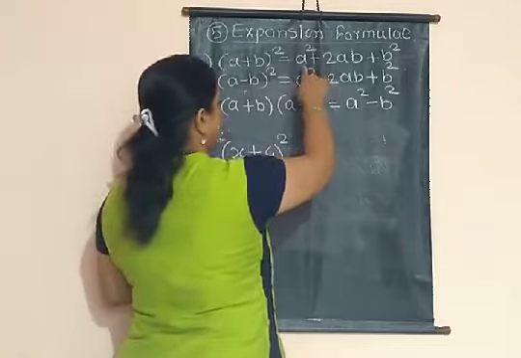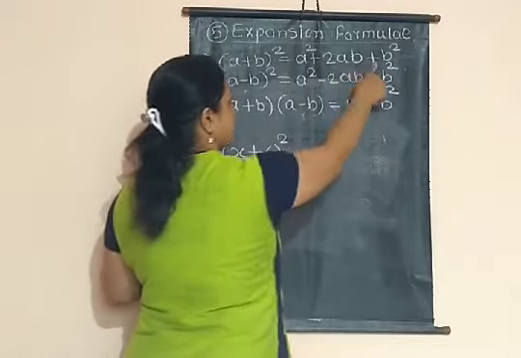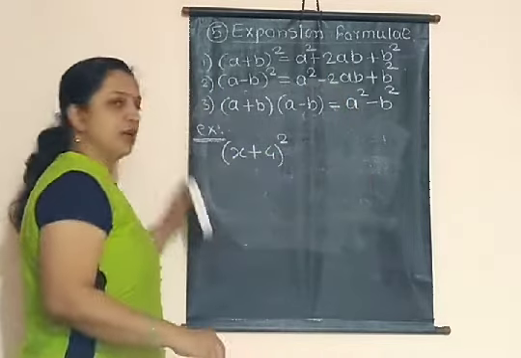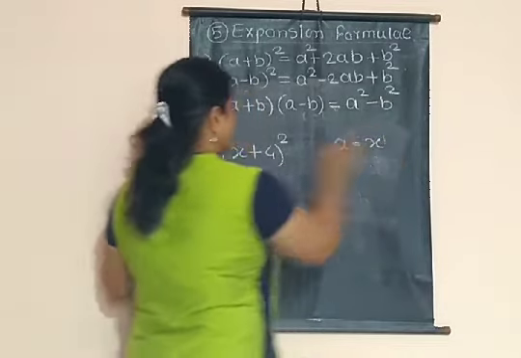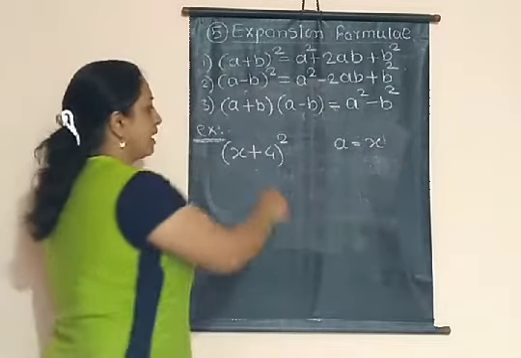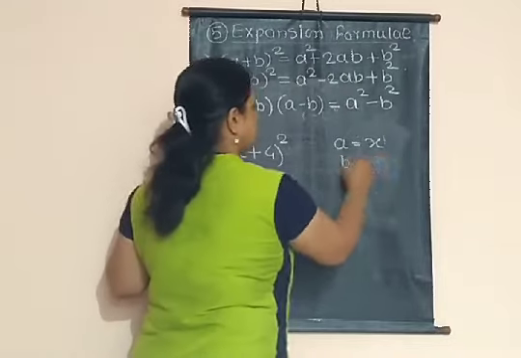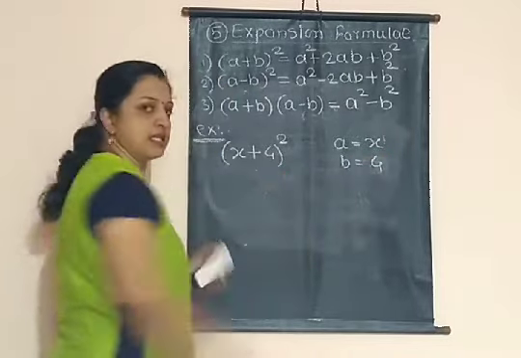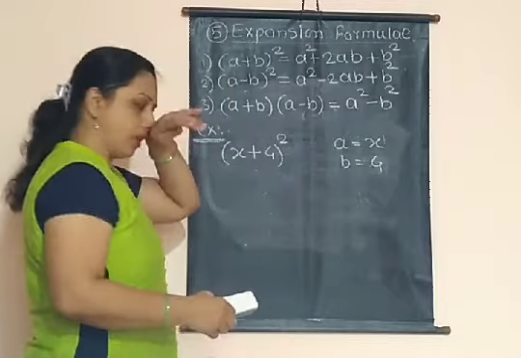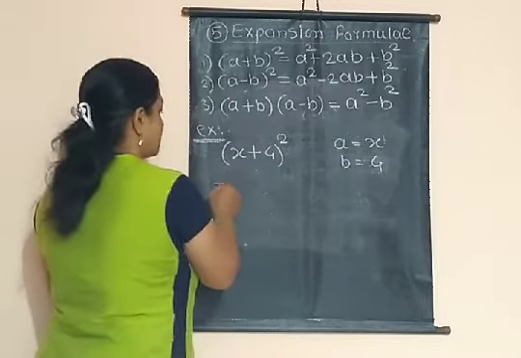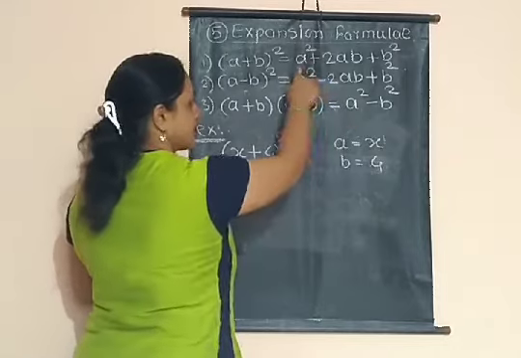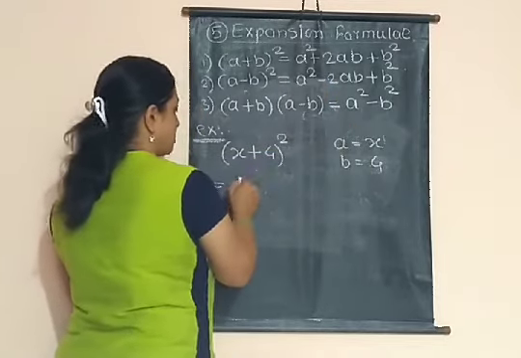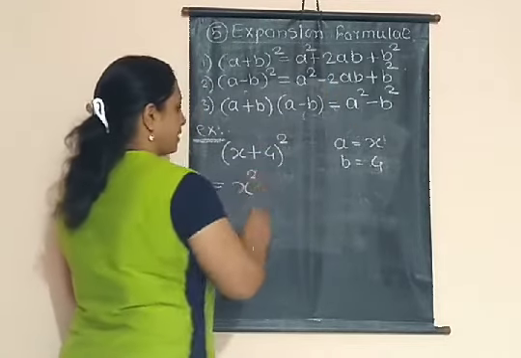What is the formula? a square plus twice ab plus b square. Now in this equation, what is the value of a? That is x, that is the first term. Okay. And what is the value of b? That is equal to 4. You can see here value of b, that is 4. And now let us solve this. So first we have to take the square of that first term, a square. It means square of the first term, that is x square.